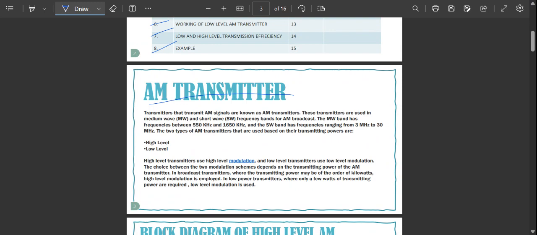AM transmitter has two processes. One is the modulation process that we all know, and the second is to raise the power level of the modulating signal. This process in turn gives the effective radiation. So, based on those two processes, the AM transmitter is divided into two levels: the high level and the low level.